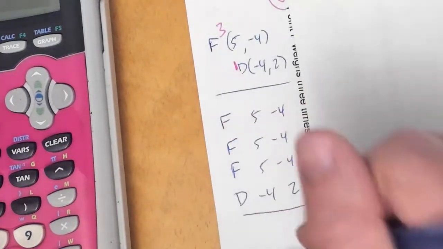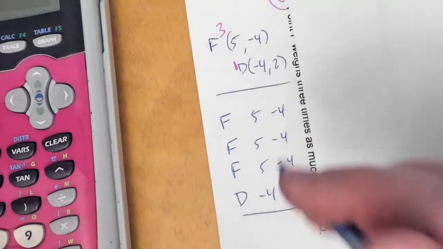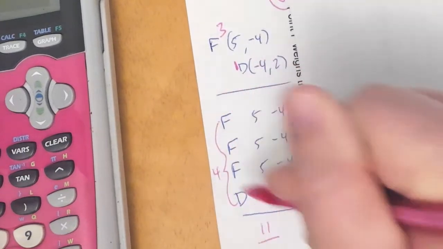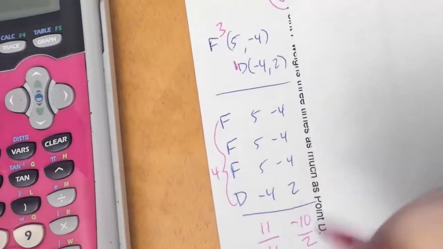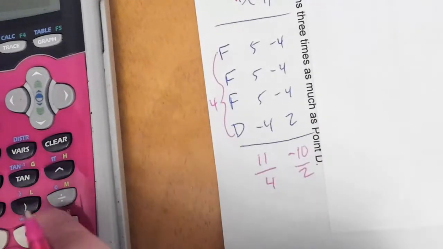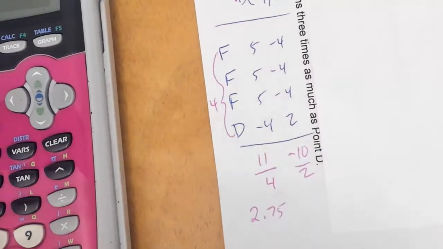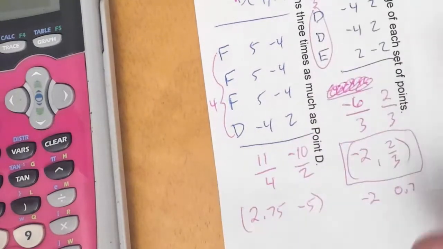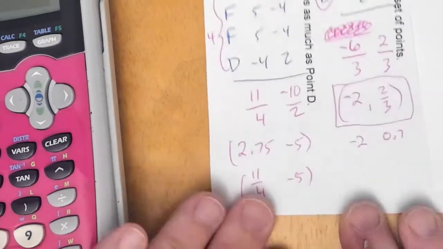Okay, so all you have to do now is add these together, right? So 5 plus 5 plus 5 plus that negative 4, and we get 11 over, now how many total were there? There were 4 points, so divide by 4. Okay, and we have negative 4 plus negative 4 plus negative 4 plus that 2. We have negative 10 over 2. All right, 11 divided by 4, we get 2.75. And then negative 10 divided by 2, we get negative 5. So this is one answer. If we need to leave it as a fraction, 11 over 4 and negative 5 would have been the other option. So both answers are correct.